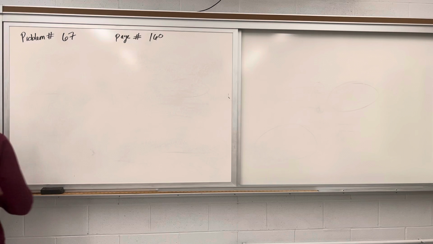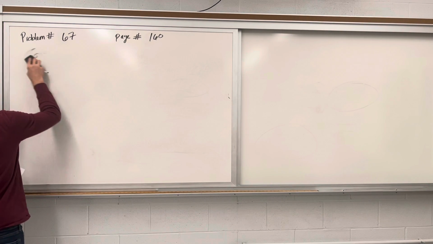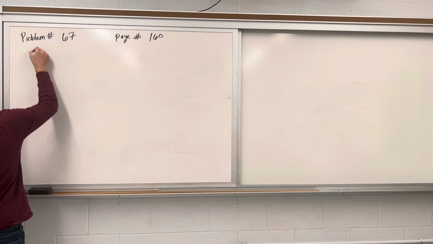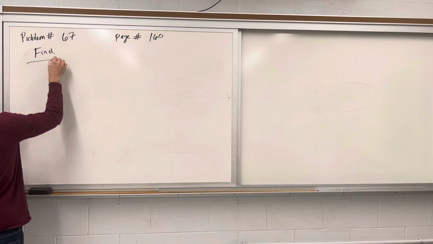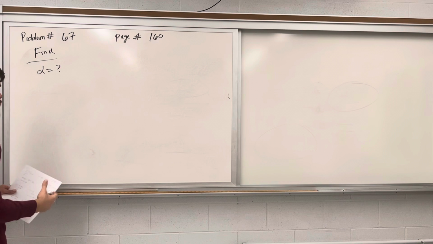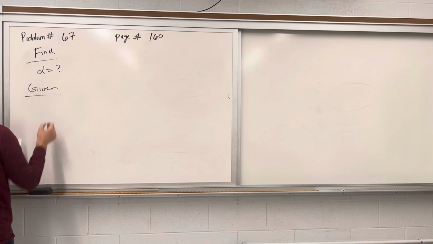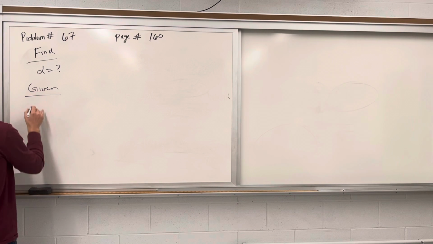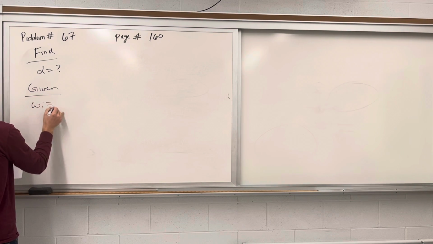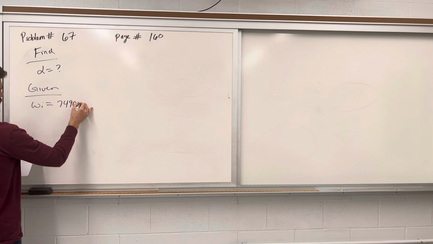So what's given to us? Sorry, we're asked to find the average rotational acceleration. Alpha is a rotational or angular acceleration. We're given our initial angular velocity, which is 7,490 RPM.